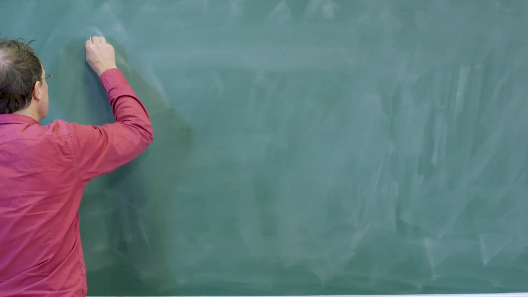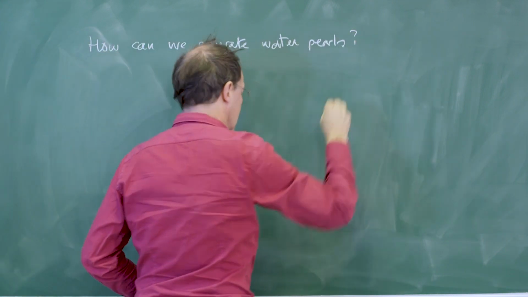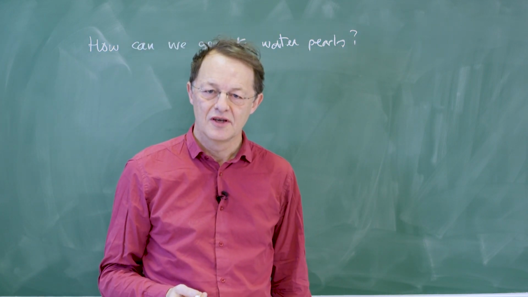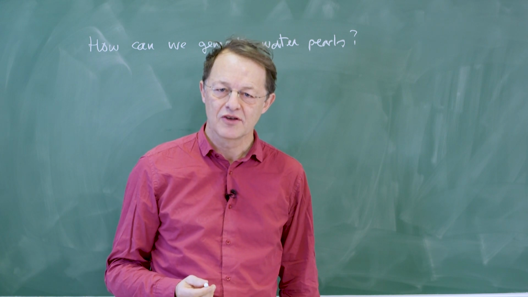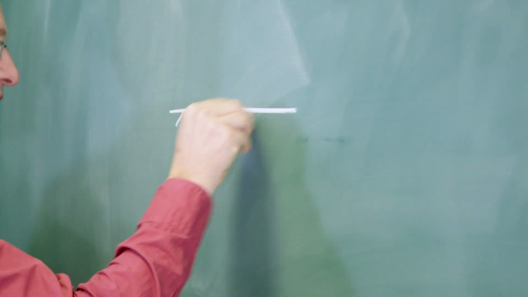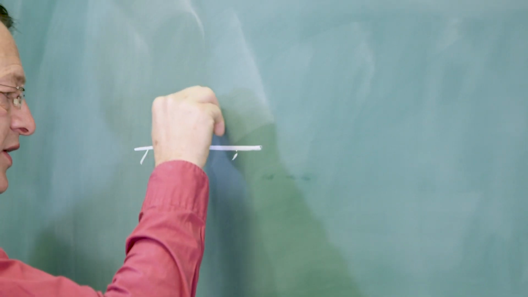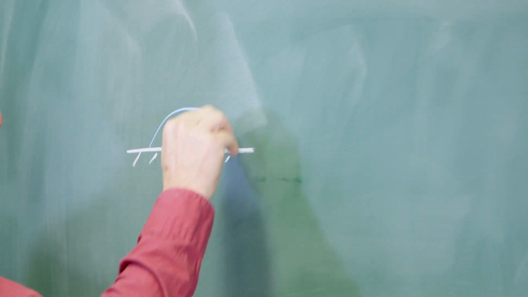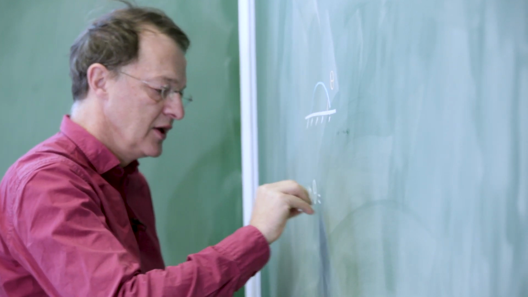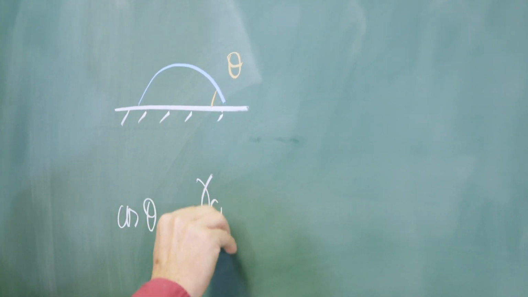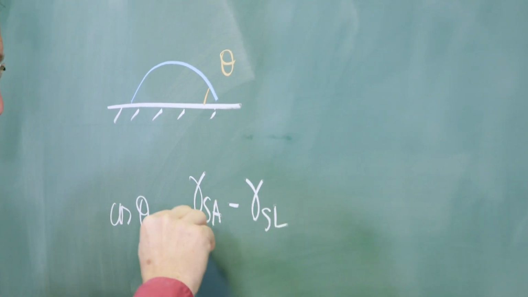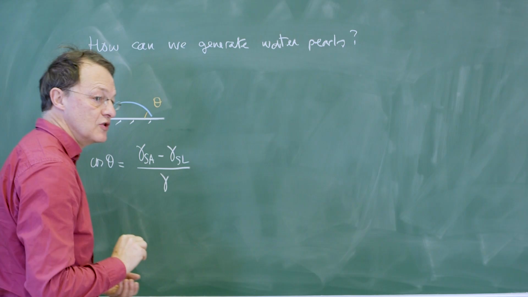So, the first question is, how can we generate water pearls? Well, as often, we start from Young's equation, this equation that fixes the contact angle of a liquid on a solid. So if I sketch a solid like this, I place some liquid at a small scale. We learn from Thomas Young that the contact angle, or to be more precise, the cosine of the contact angle, is given by the difference between surface tension between solid and air minus surface tension between solid and liquid divided by the surface tension of the liquid.